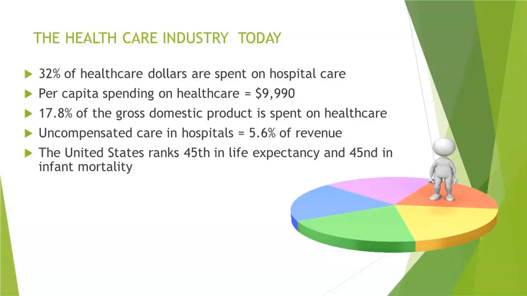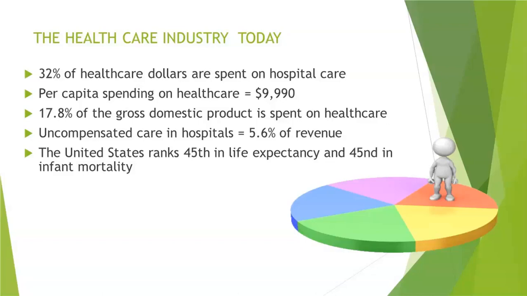So we still see that about a third of all of our healthcare dollars are spent on hospital care. That's not as bad as it once was, I think, because so much has moved to the ambulatory setting over the years. Per capita spending, almost $10,000, and I'm sure you're aware that that's twice as much as any other industrialized country in the world. And there's a lot of theories about why that is so. That's a debate unto itself.